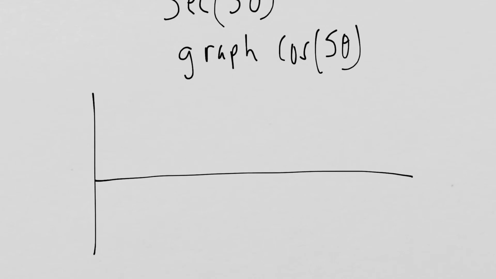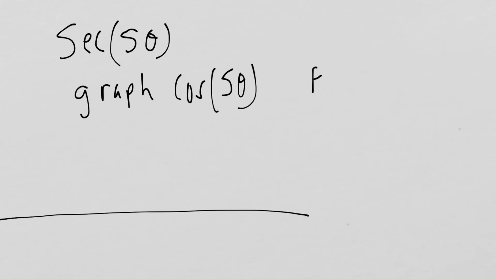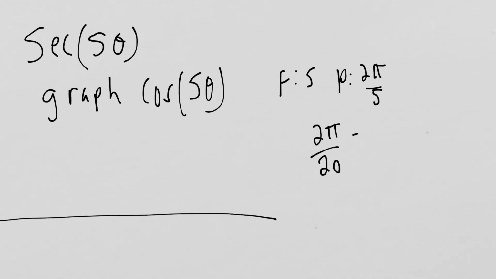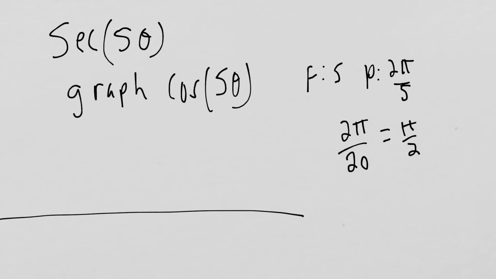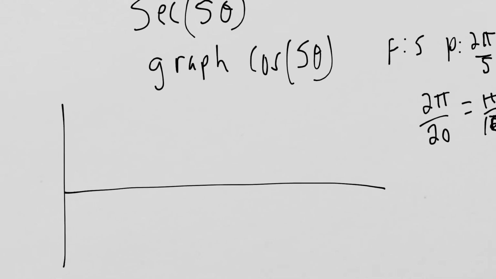All right, so first of all, the frequency is 5, so the period is 2 pi over 5. So when I do this sketch, I'm going to make sure my tick marks are 2 pi over 20, dividing that period by 4 for the 4 quadrants of the unit circle. So I'm going to make tick marks that increase by pi over, not 2, pi over 10.